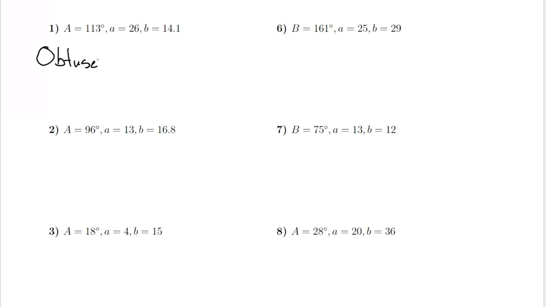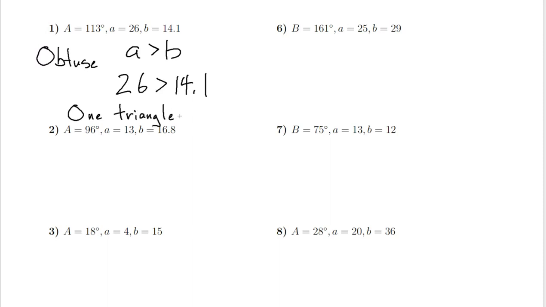Given that the angle is obtuse, we then have to ask ourselves the follow-up question: is A, the side opposite of our angle here, longer than the other side that we're given? So is A greater than B? In this case, A is 26, B is 14.1. So 26 is most certainly greater than 14.1. So we know that there is one triangle possible.